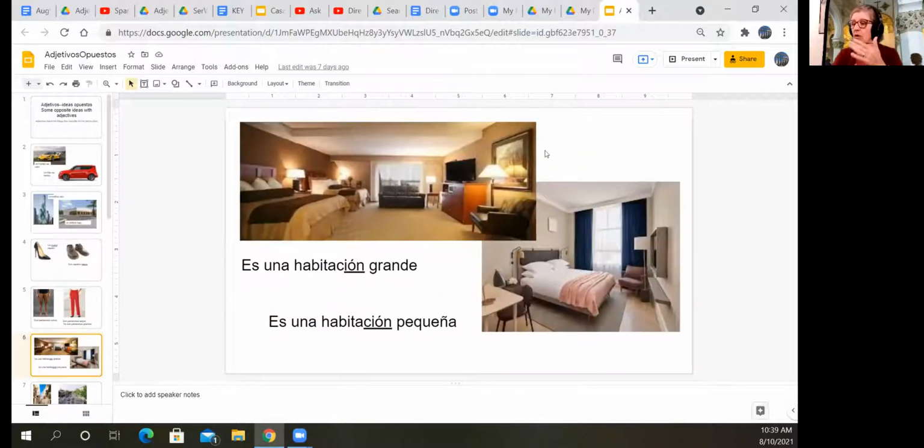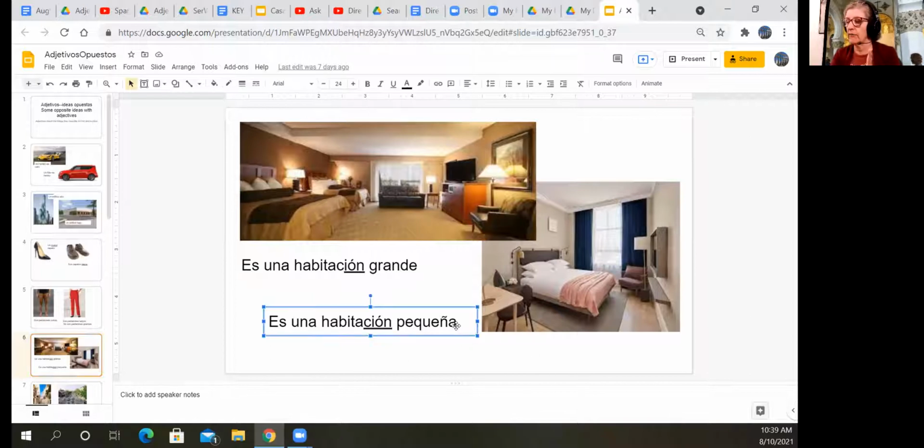Es una habitación grande. It's a big hotel room. Es una habitación pequeña. Grande, big. Pequeña, small. Okay. Pequeño, if it's the masculine form.